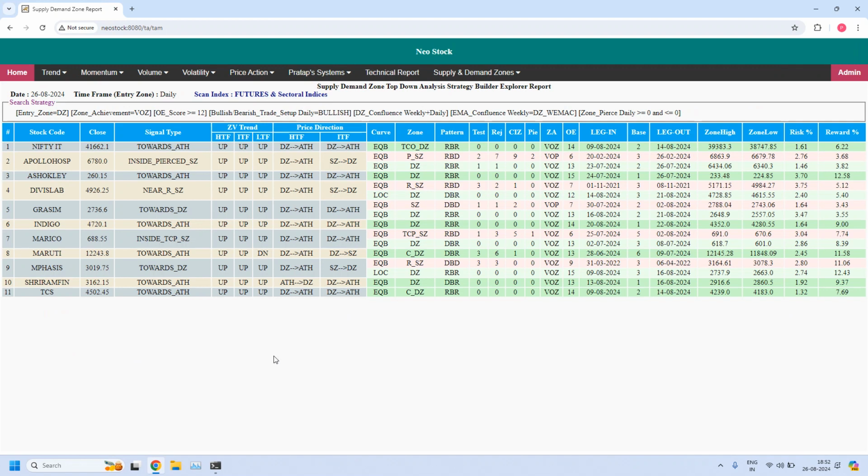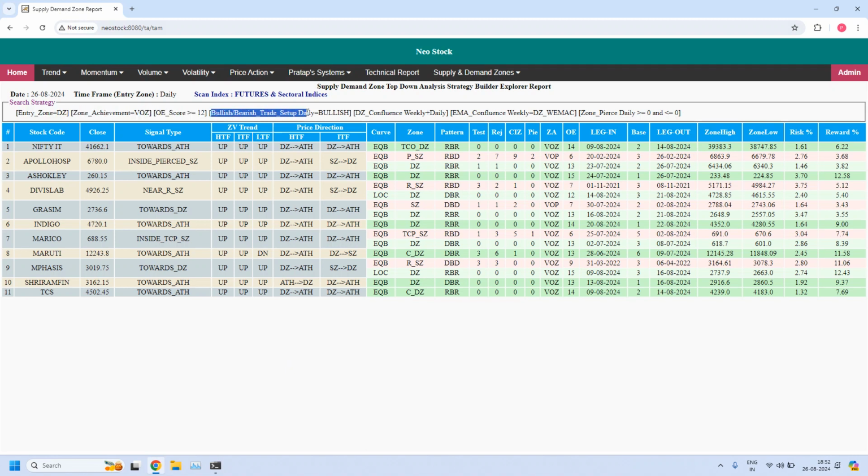Now out of 19, all these 11 stocks are having weekly zones with weekly EMA confluence. With the same weekly zone, daily zone is also having confluence. That means the weekly zone is having weekly EMA confluence. Weekly zone is also having zone confluence with daily zone, that is entry zone. So if you look into the filter, you will understand.